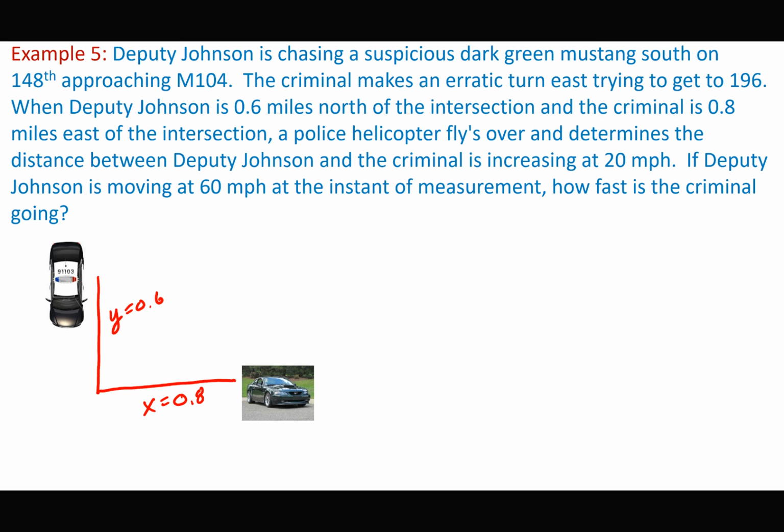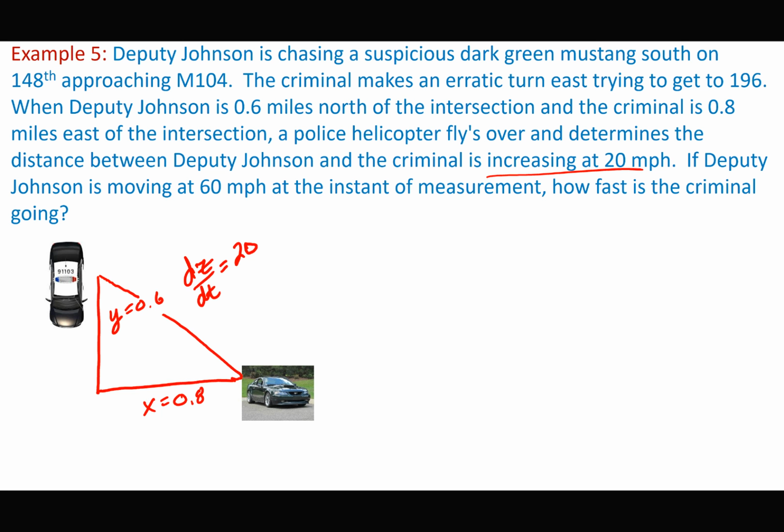A police helicopter flies over and determines the distance between Deputy Johnson and the criminal is increasing at 20 miles per hour. So where's that going to go on my diagram? Okay. How should I label that? DZ, okay. So this is a rate. So it's increasing at a rate of 20 miles per hour. So DZDT is 20.